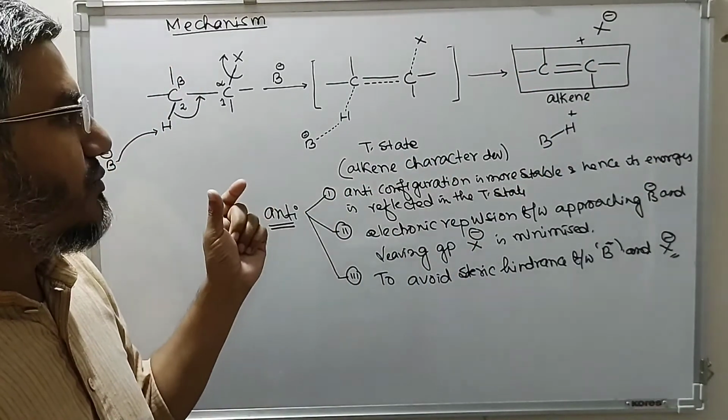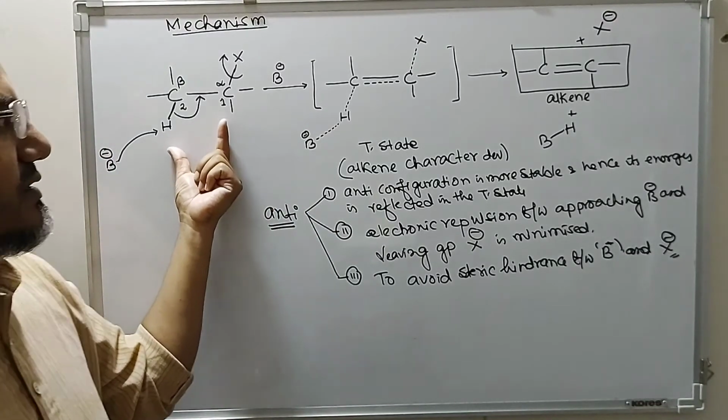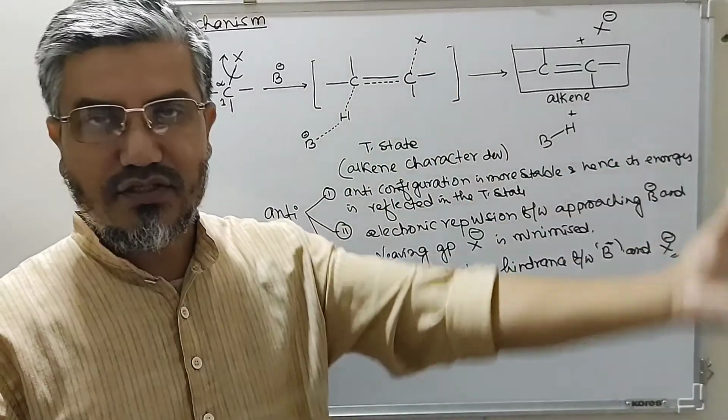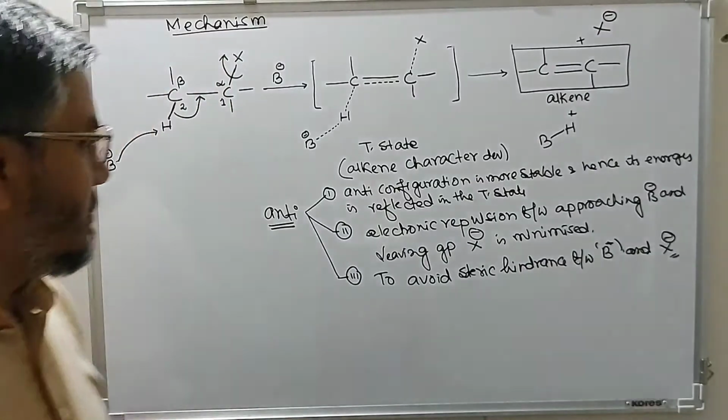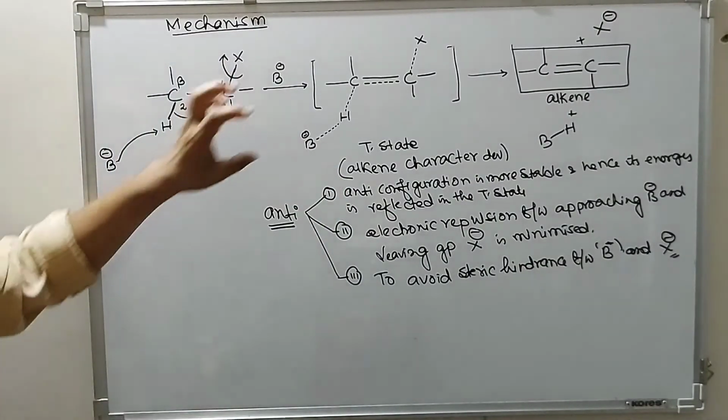And when we have anti position, these stagger forms are more stable, less energetic. This energy is reflected in the transition state, leading to more stabilization of transition state. So this is the reason why we have to have anti-elimination.